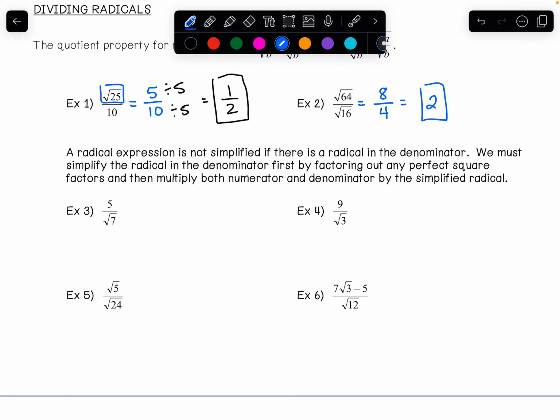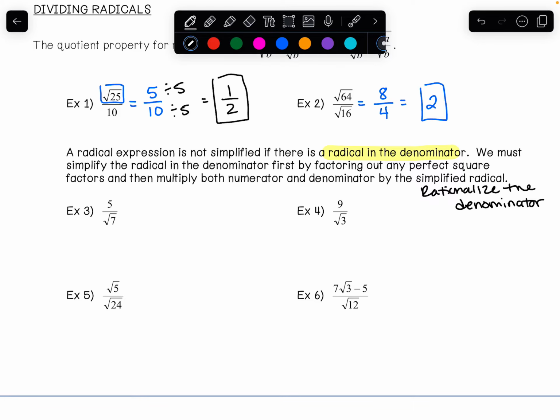A radical expression is not simplified if there is a radical in the denominator. We must simplify the radical in the denominator first by factoring out any perfect square factors or using birthday cake, and then multiply both the numerator and the denominator by the simplified radical. This is the process called rationalizing the denominator, and I'm going to show you how to do that.